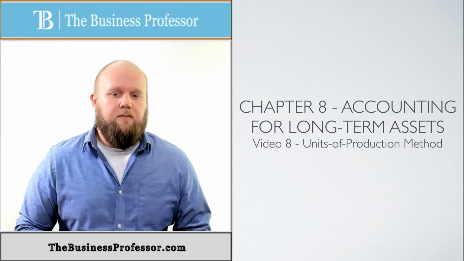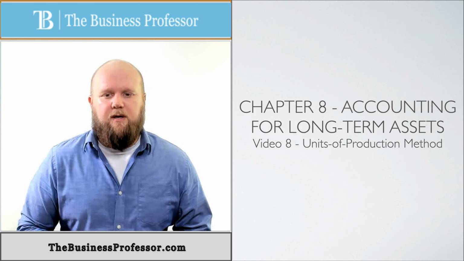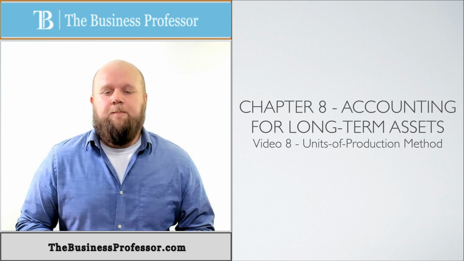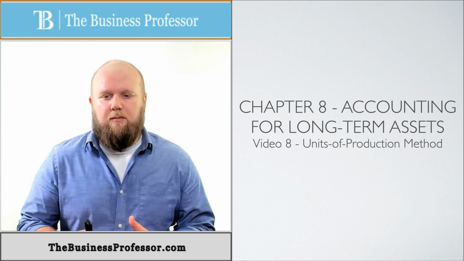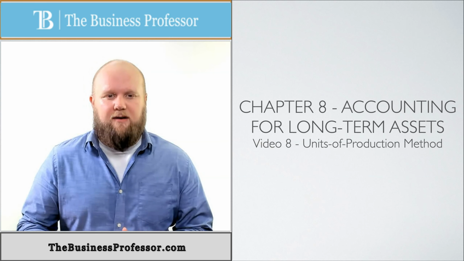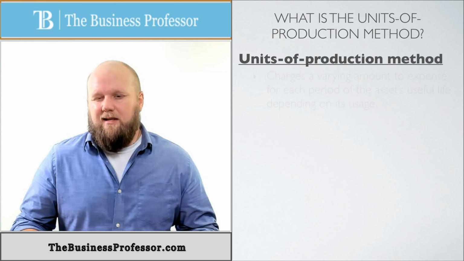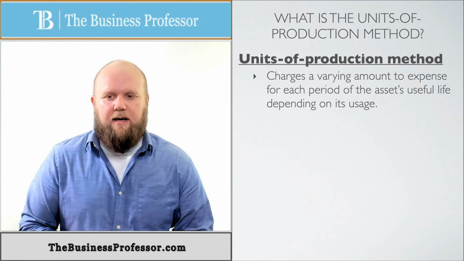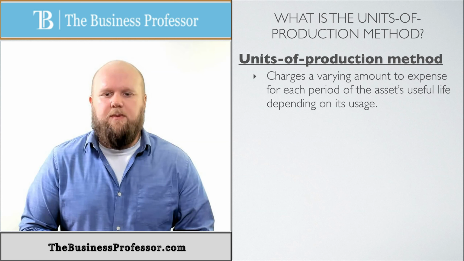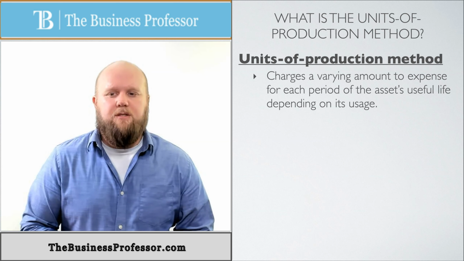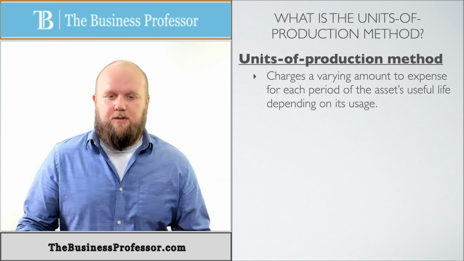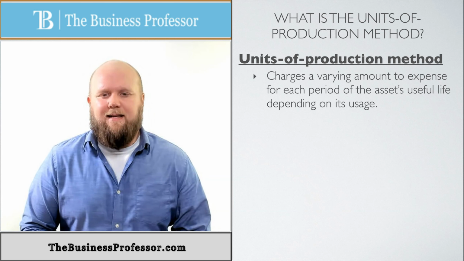All right, here we go with the medium method, which is the units of production method. This one has two steps, and what we're going to be using is the number of units that we're going to produce as the driving factor. So again, definition-wise, this charges a varying amount to our depreciation expense for each period of the asset's useful life, depending on its usage. The more we use it, the more units it produces, the more we're going to depreciate it at that time.